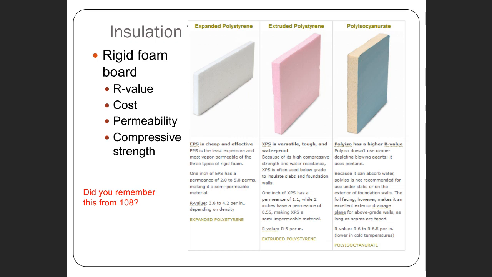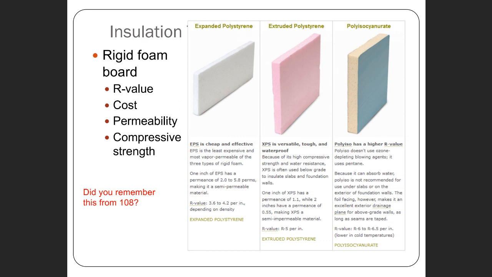Again, some typical types of rigid insulation: expanded polystyrene, extruded polystyrene, or polyisocyanurate. These are all going to have different material properties. You as the designer or the contractor will have to pick out the material that has the properties that meets the requirements of your particular project.